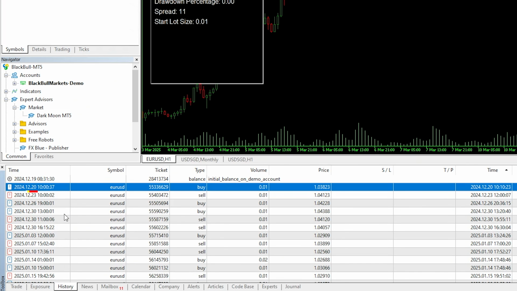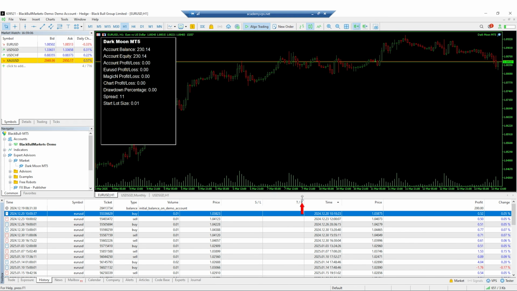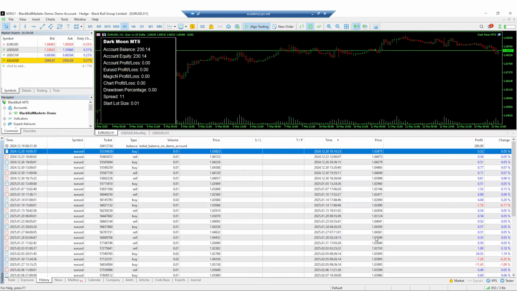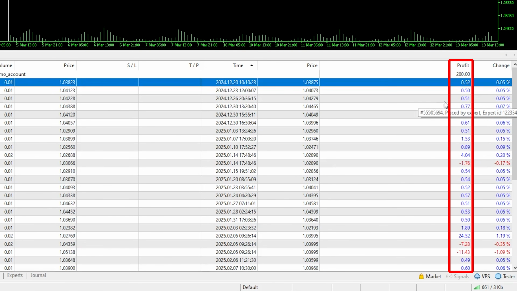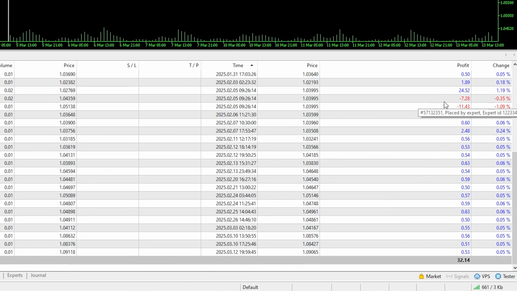So as I said, we started trading this EA on the 20th of December. So today is the 13th of March. So we're looking at a little under 3 months. And let's just quickly run through the trades just so you can get a pretty good idea of the amount of trades and how it has performed. And what we'll see is that if we run through the trades, you can see that the very, very vast majority of the trades have been positive.